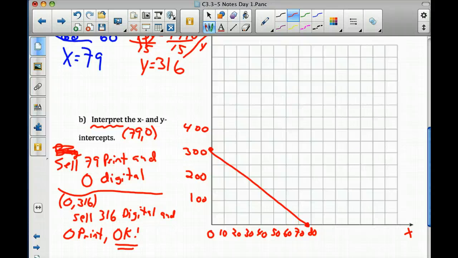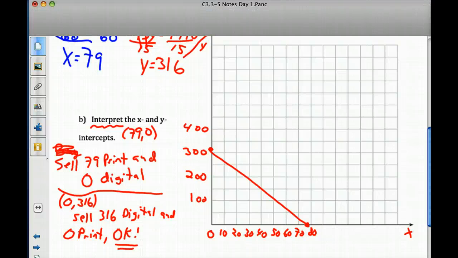Okay, that's what the x and y intercepts mean, and I know we test you guys on that. There's always a question in the word problems. Explain what they mean. It's how you do the stack.